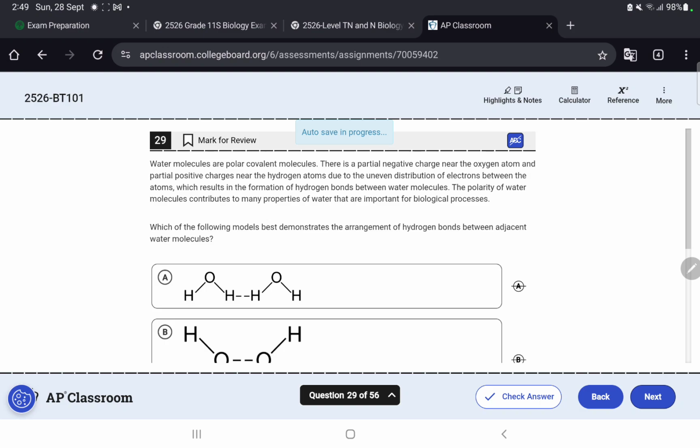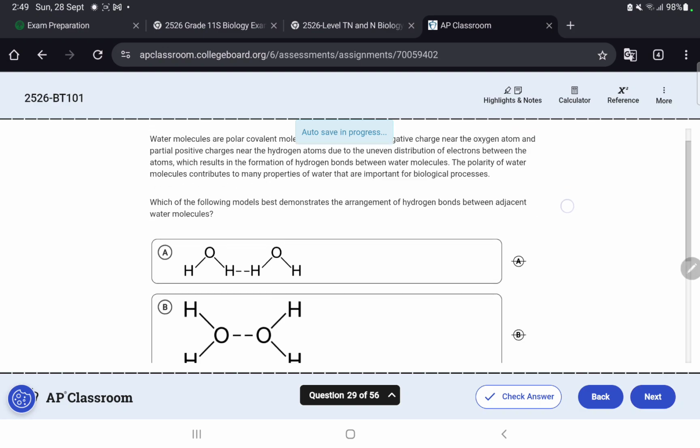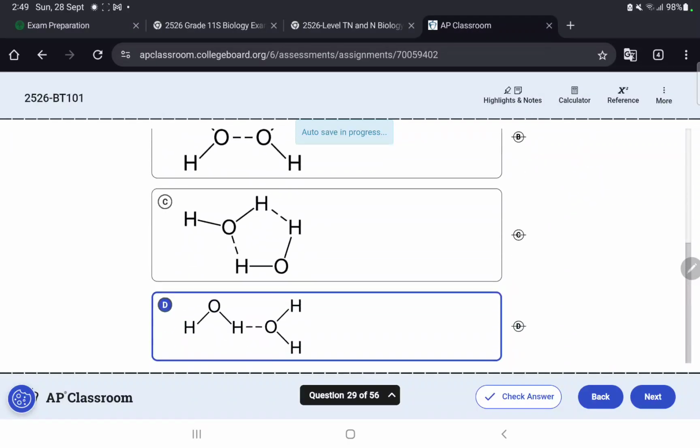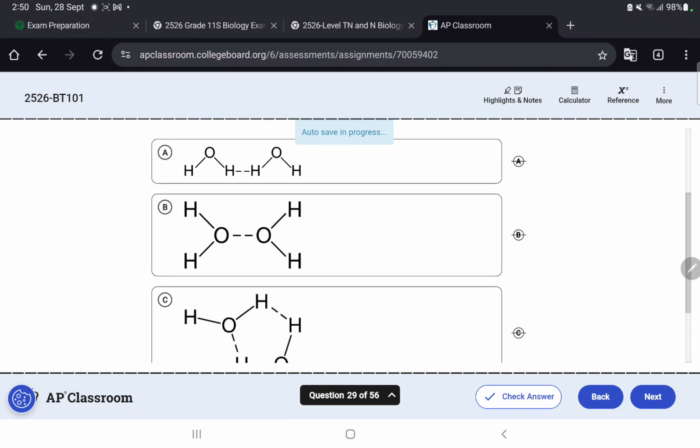Water molecules are polar covalent molecules. There is a partial negative charge, and so on. Which of the following best demonstrates the arrangement of hydrogen bonds? Guys, I have done this so many times. It obviously isn't this one, because it's between a hydrogen and an oxygen, not a hydrogen and a hydrogen. This is fine, but that's not a hydrogen bond. This one is diabolical, an abomination. I don't know what that is. It's two O's together. That does not happen. Same thing here. That does not happen.